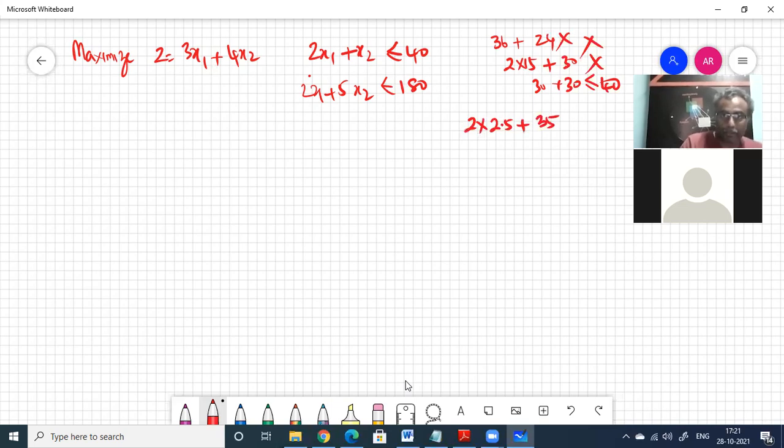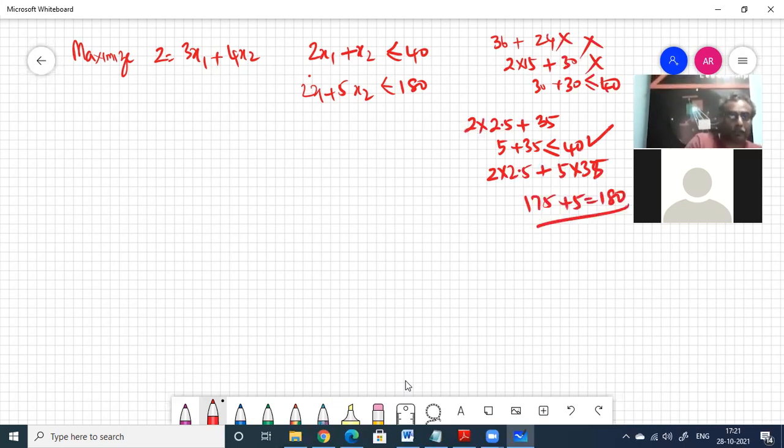Yeah, this one is fitting. 5 plus 35 less than or equal to 40. Yes, this one is fitting. Let us see the other one. 2 into 2.5 plus 5 into 35. Correct. 175 plus 5, that's also equal to 180. So the third one is correct. Okay, so the answer is C.